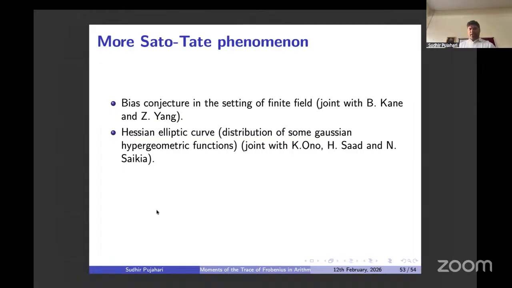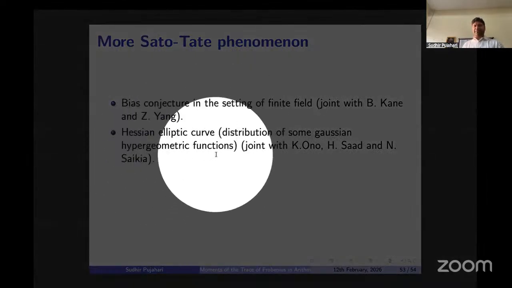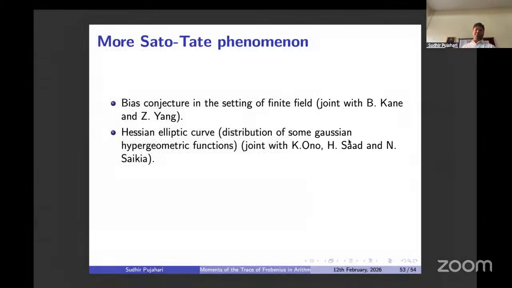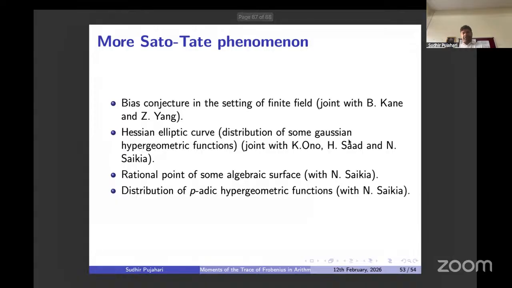With Ken Ono, Hassan Saad, and Nilam Saikia, we restricted ourselves to Hessian elliptic curves, which are connected to certain hypergeometric functions, and we showed that again the distribution of the trace of Frobenius, if you restrict yourself just to Hessian curves, obeys the Sato-Tate law. Similarly, the corresponding Gaussian hypergeometric functions also obey the Sato-Tate law. Recently, we studied some algebraic surfaces with Nilam Saikia, and we saw a similar phenomenon happening. And also with Nilam we studied certain periodic hypergeometric functions.